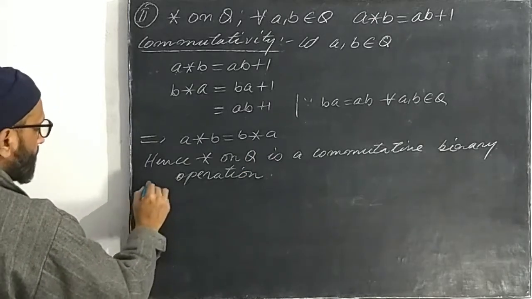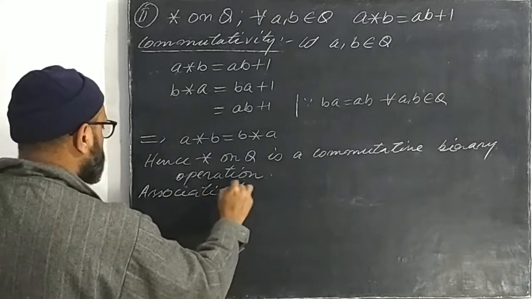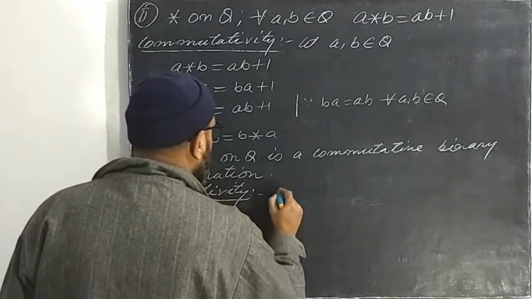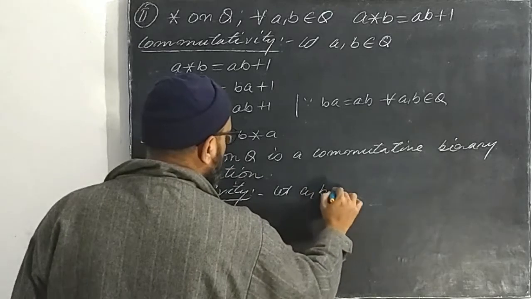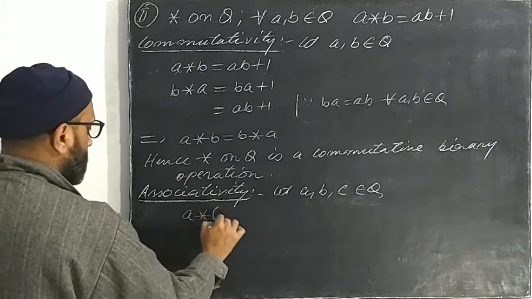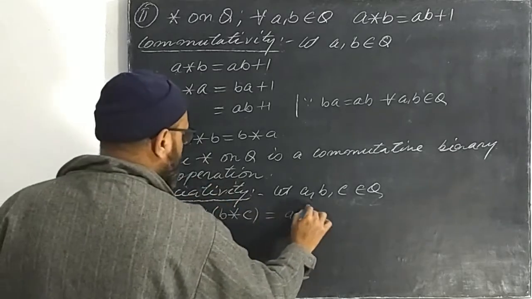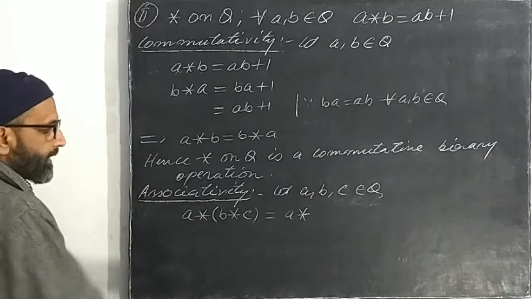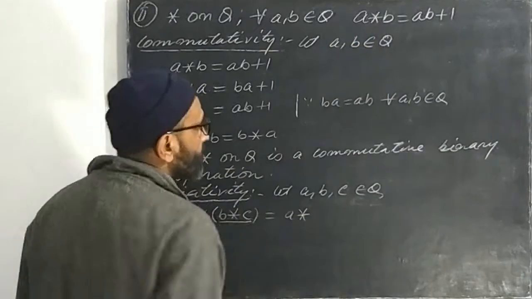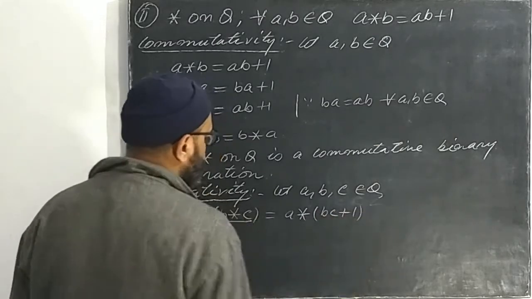Now let's check the associativity. So for checking associativity, we need three arbitrary elements. So let A, B, C belong to Q. A star (B star C) is equal to A star. We keep A star as it is, and first we have to apply the operation inside the bracket, B star C. So according to definition, A star B is equal to AB plus 1. So B star C will be BC plus 1.